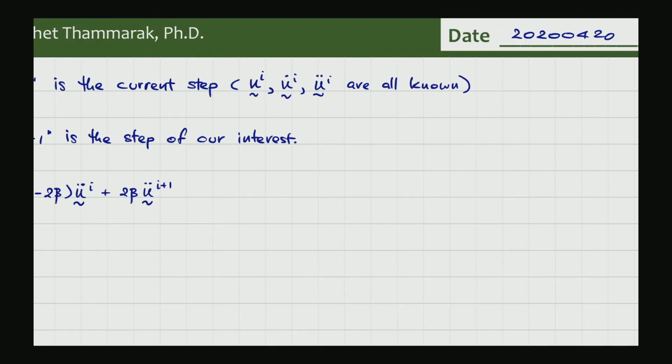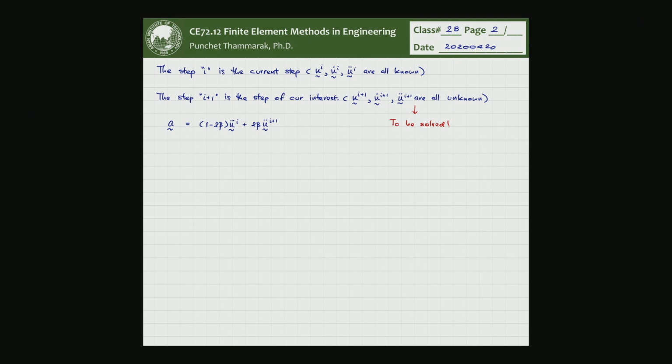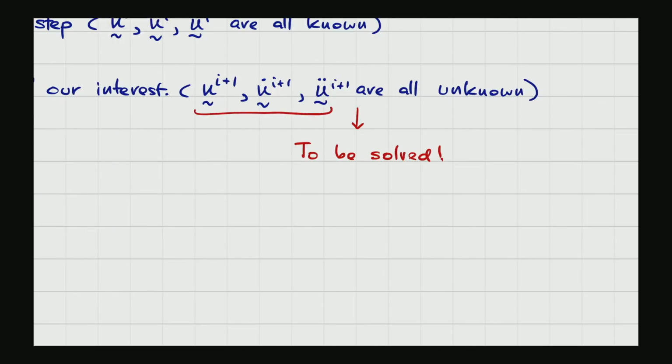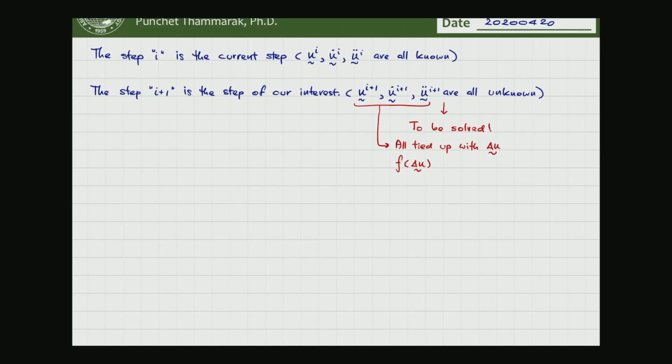In other words, I'm going to say that u i plus 1 are all unknown, and the meaning is it is to be solved. We will solve all of this, but the point is that all of them are not going to be independent parameters. They are all tied up with delta u. So in other words, they are all the function of delta u. So practically, we are going to solve for just one thing, and then from delta u, you can go back and get u i plus 1, u dot i plus 1, u double dot i plus 1.